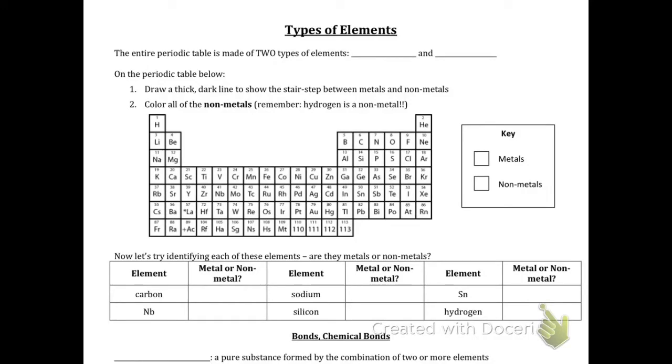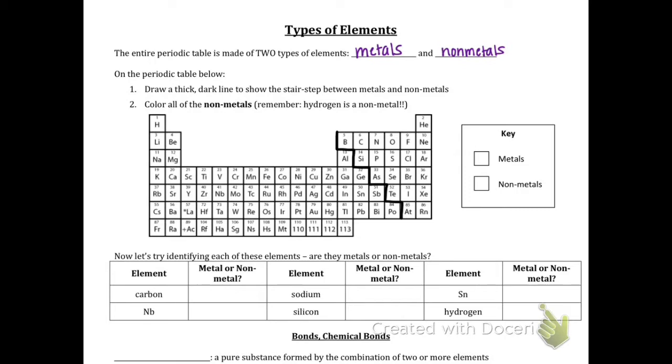All right, guys, we're going to start a new unit called bonding. So let's review our types of elements. The entire periodic table is made of two types of elements: metals and nonmetals. You learned about these in the last unit, and on our periodic table, I'm going to draw that separation between your metals and nonmetals. So it goes from here, here, here, here, here, here, here, here, here.